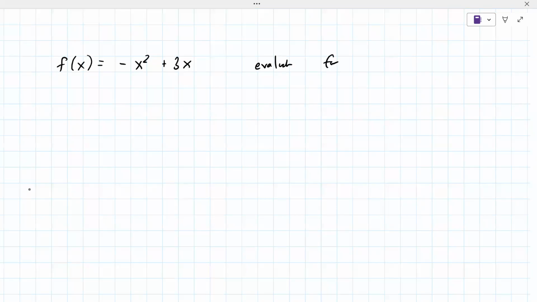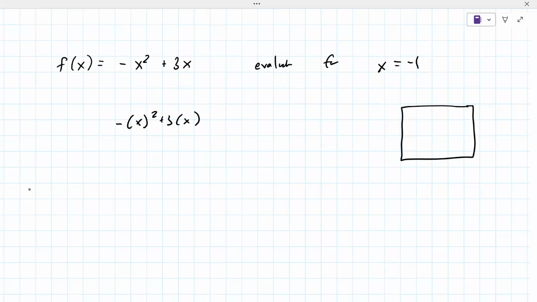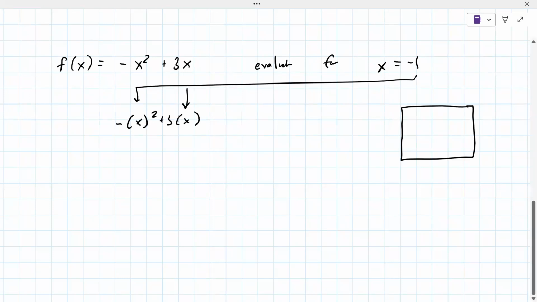Okay. Let's say f of x equals minus x squared plus 3x, and you want to evaluate for x equals -1. And we're going to leave this as free response. So like I said, best thing to do is to treat that variable like it's in parentheses, and that's where that number goes. So give that a try, please.